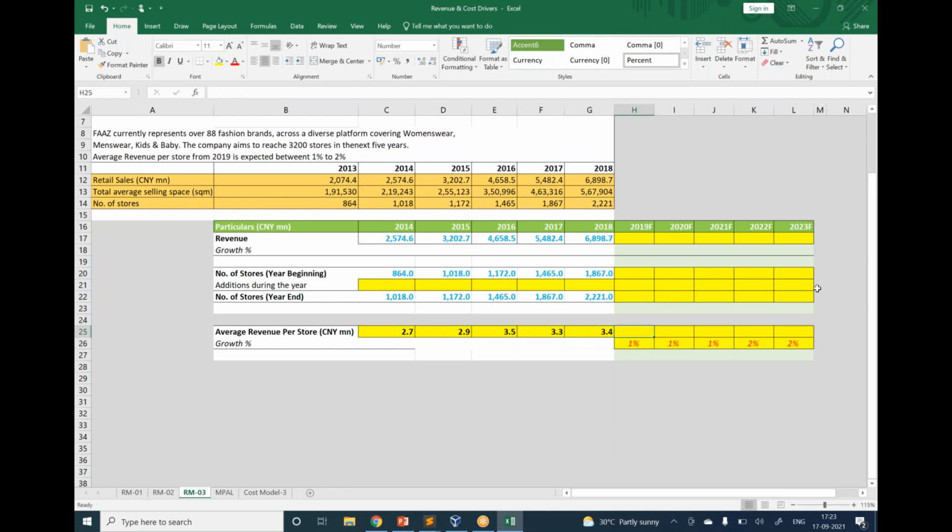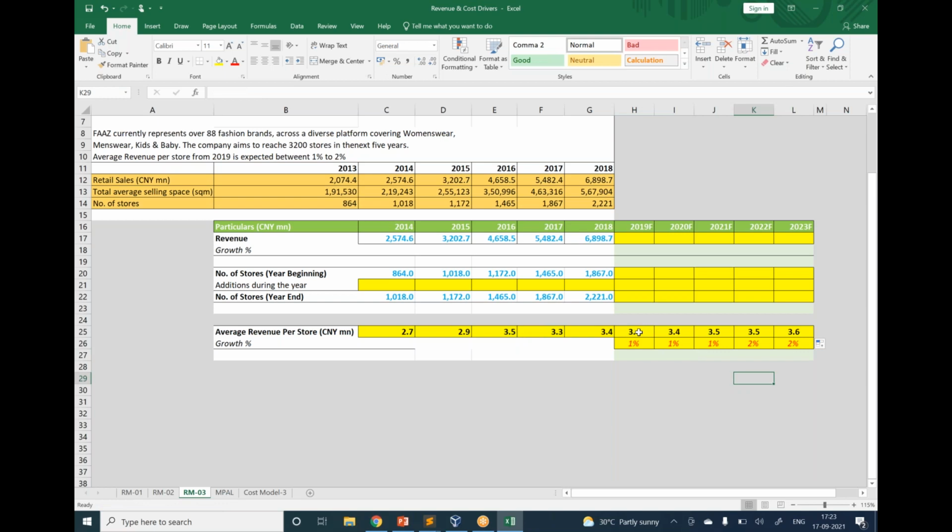What is the formula I should put for 2019? How will I increase from 3.4 to this by 1%? So what is the formula? That's it. Very good. So equals previous year into open a bracket 1 plus 1%. So select the below cell, close it, enter. Take to the edge of the cell.